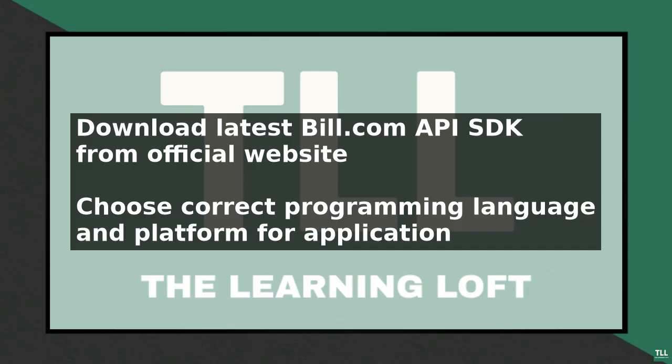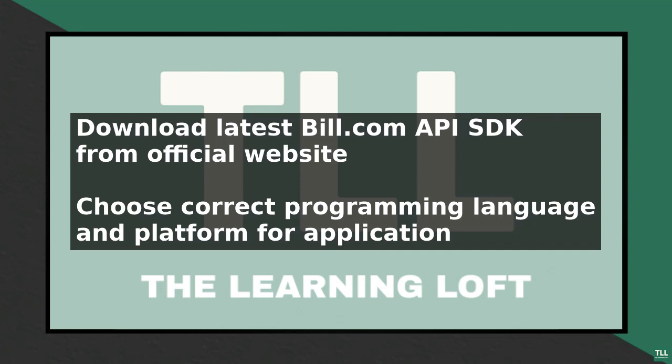Now, download the latest Bill.com API SDK from the official website. Choose the correct programming language and platform for your application. Extract the SDK files and review the included documentation and sample code.